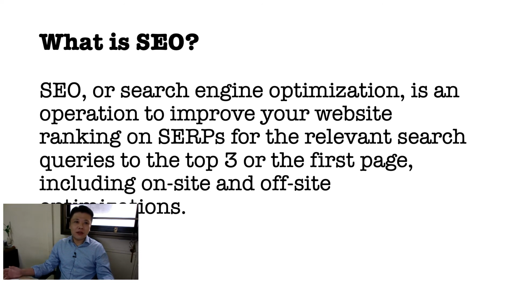So formally, let's see a definition of what is SEO. It's short for search engine optimization. It's an operation to improve your website rankings on SERPs for the relevant search queries to the top 3 or the first page, including on-site and off-site optimizations. So there are 2 categories of operations. One is on-site, the other is off-site. So the site refers to your own website that you want to optimize for free search engine traffic.